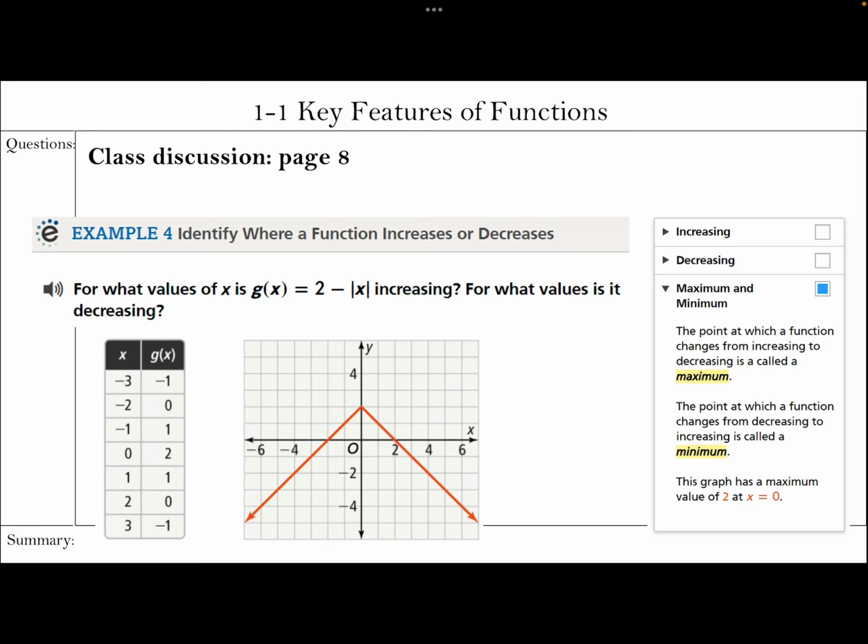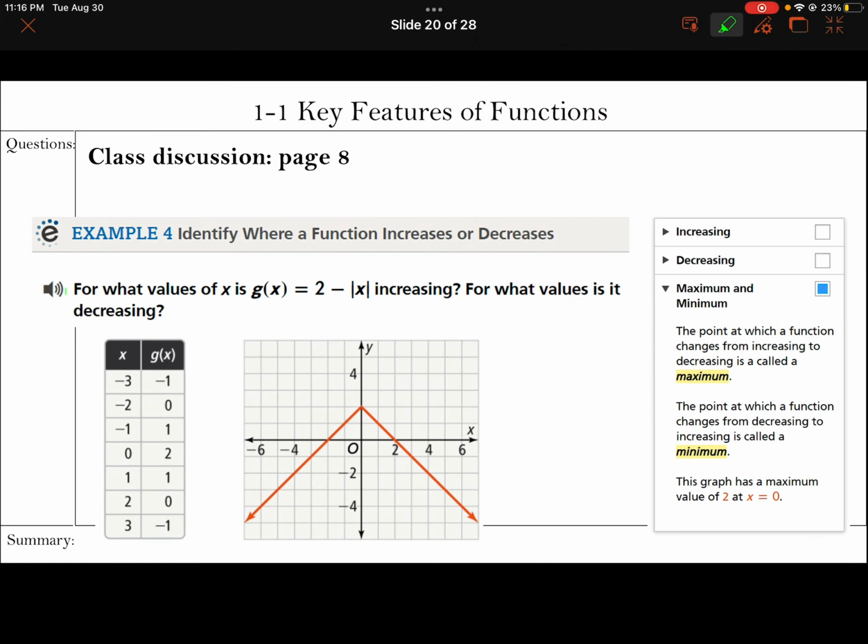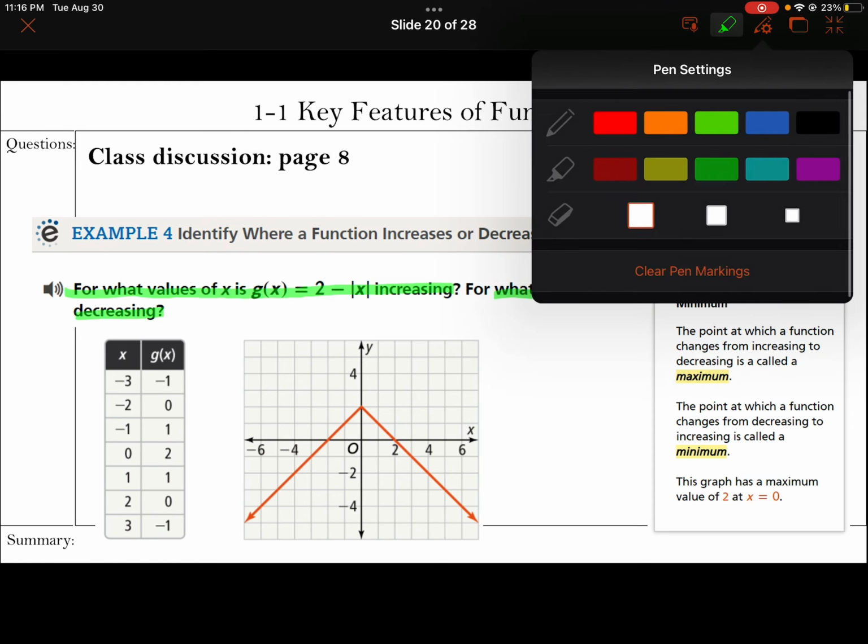Okay, now let's discuss page 8 on your textbook. So on page 8, it shows this problem. For what values of x is g of x equals 2 minus absolute value of x increasing? For what values is it decreasing?